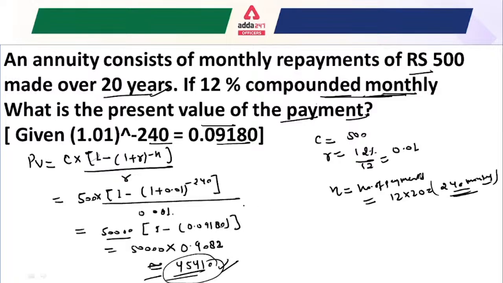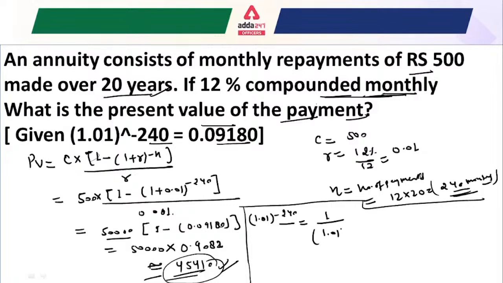Now, suppose the value is not given in the examination, what do you have to do? 1.01 to the power minus 240 is given. So you can also write this as 1 divided by 1.01 to the power 240. No problem in this. So now, if you have to solve this calculation 1.01 to the power 240, how can you solve it? It is very simple to understand.